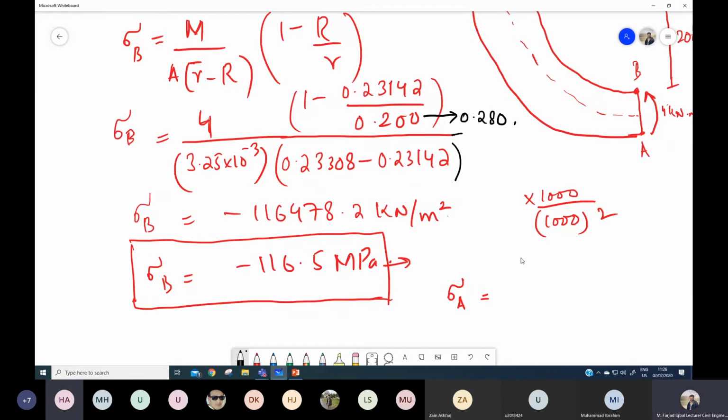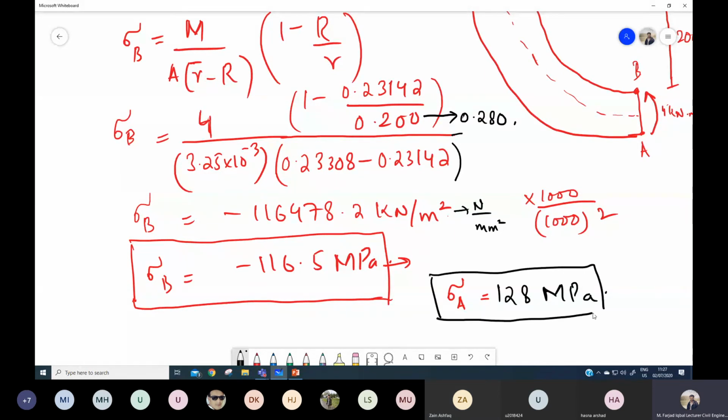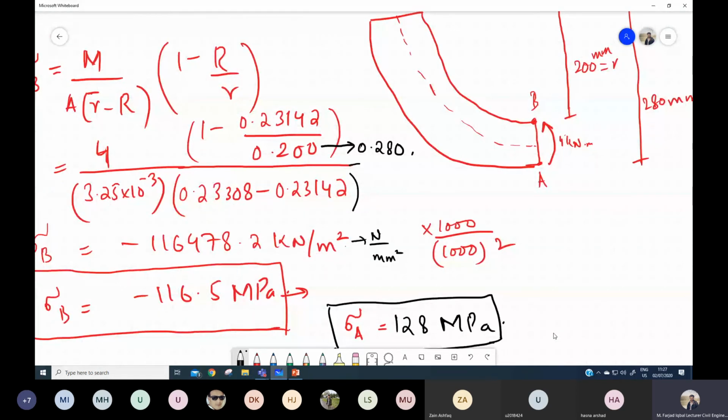Sir, have you converted these meters into millimeters just now? I have converted into newtons per millimeter square. Sir, 128.6 megapascal. So you can see that your answer for stress at point A is 128 something megapascal. It is positive, so whenever this equation gives you a positive answer, that section is in tension.